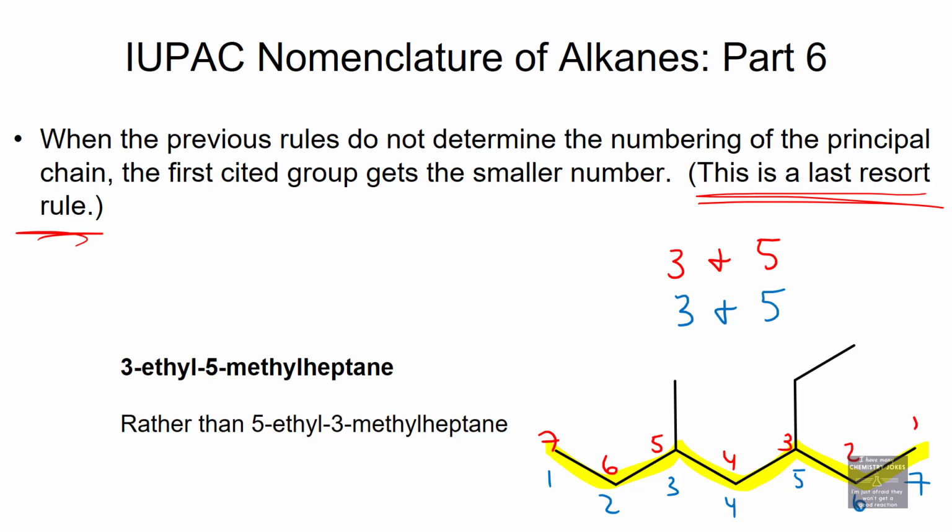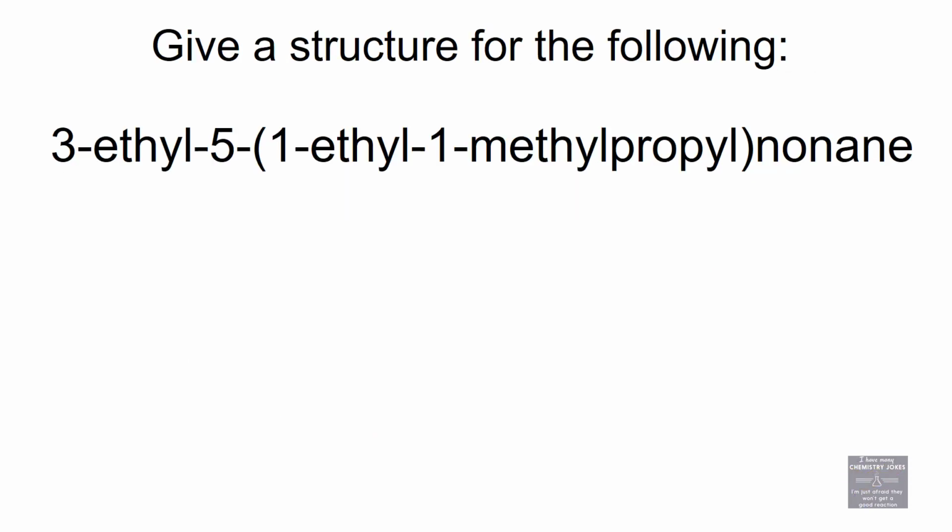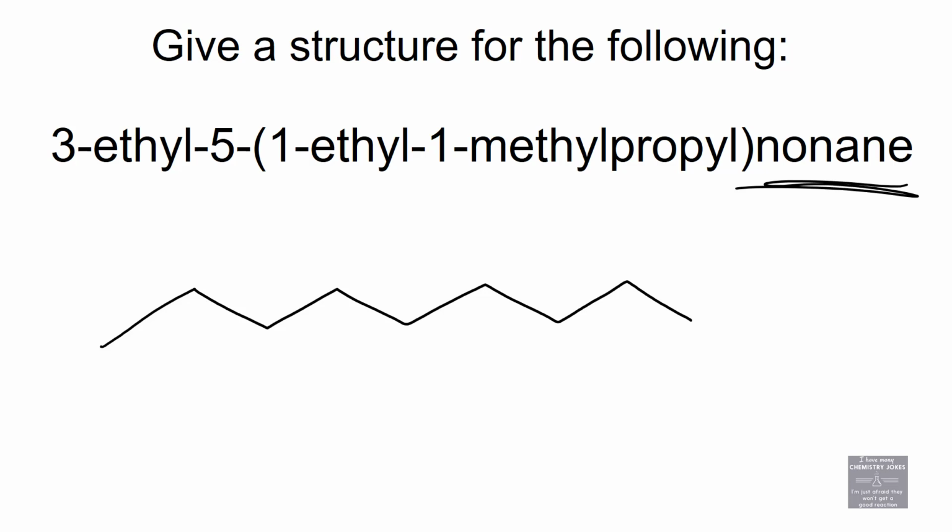But this is when all other rules do not decide how to name this thing. Okay, cool. Let's do a quick little drawing of this guy. It is much easier to draw a structure from a name than see a structure and come up with a name, or at least that's my opinion. I'm going to start at the very end. Nonane means 9, so I do 9 carbons.